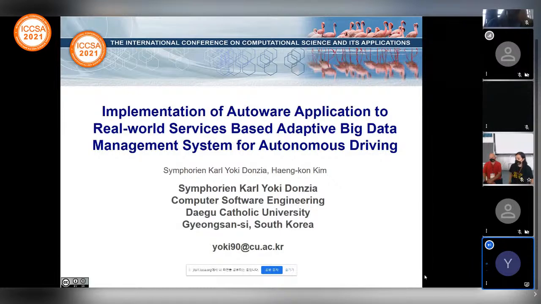Okay, I'm Yoki from Daegu Catholic University in South Korea. I'm studying computer software engineering. I'm going to present my work about the implementation of Fourier application to real-world service based on an adaptive big data management system for autonomous driving.